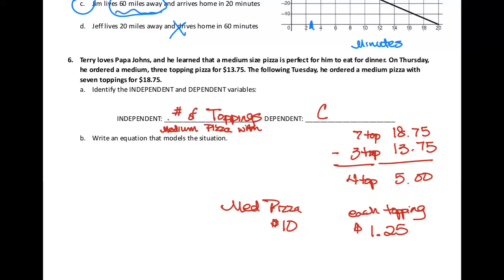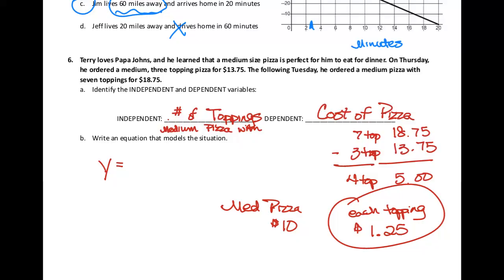7 times $1.25. I know you guys need to get going. 1.25 times 7, 8.75. I think that works. So, cost of pizza. And so this is going to be y is equal to, that's your increase or change, $1.25 times however many toppings plus 10. Okay?